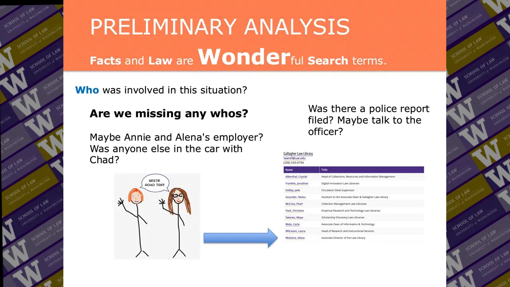I think we may be missing a who in who is Alena and Annie's employer. Perhaps that employer needs to be included. It would certainly be relevant if there was anyone else in the car with Chad, if there were other drivers on the road. Maybe there was a police report filed. I mean, Chad did crash, so I'm assuming the police got called. And if so, an officer who came to the scene would be another missing who.